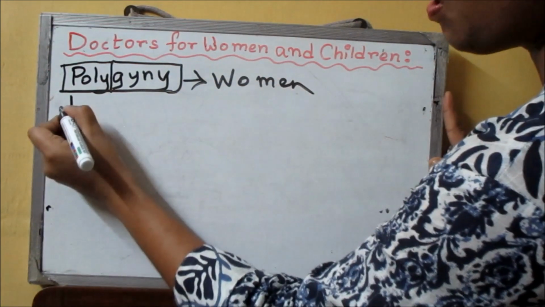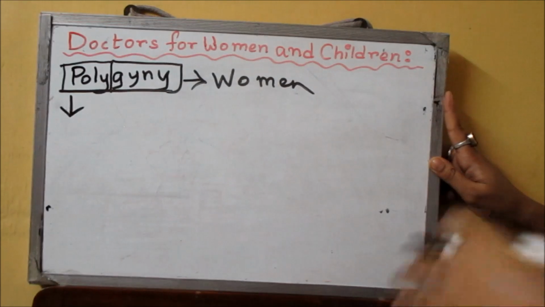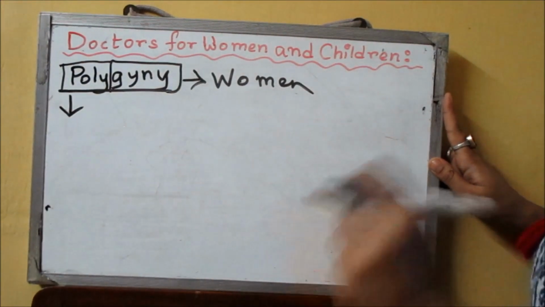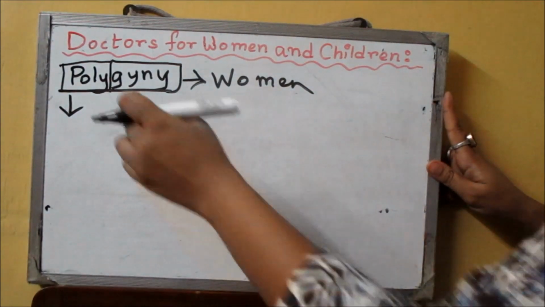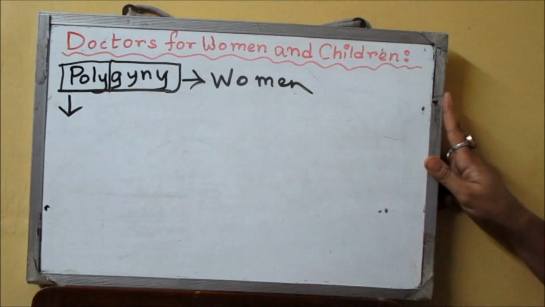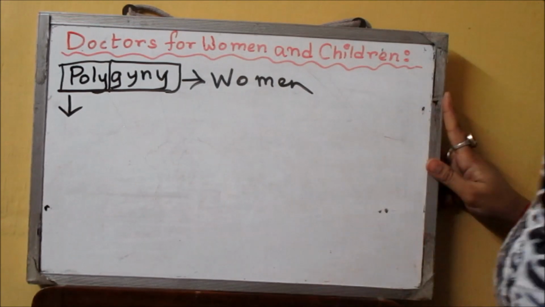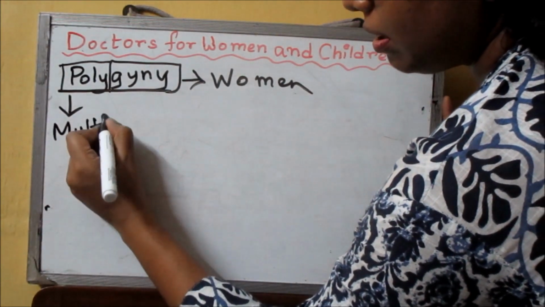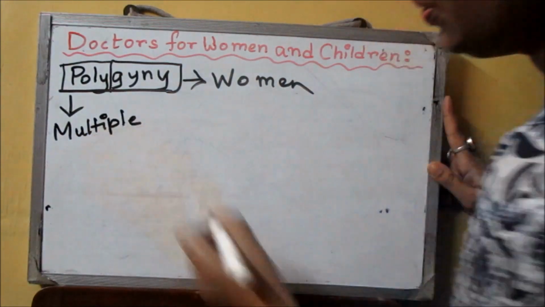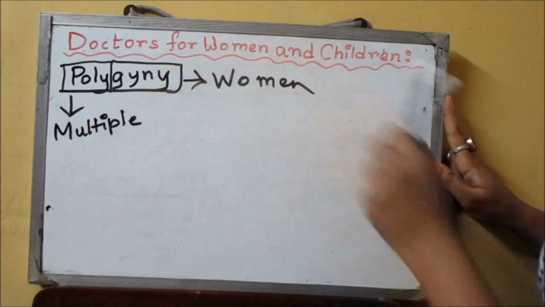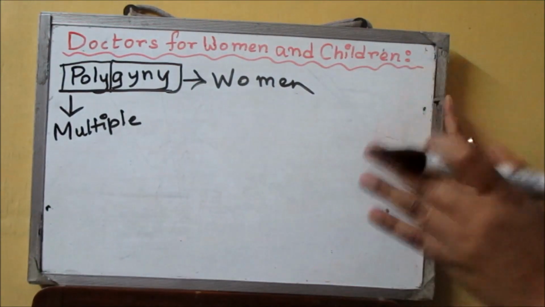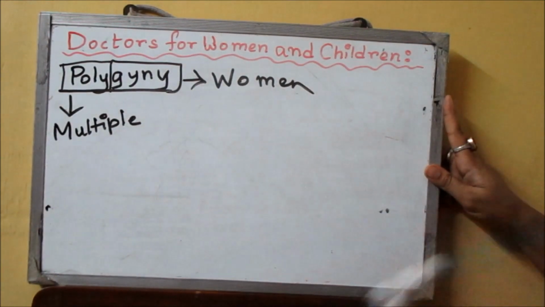What does the word poly mean? Does it strike any bells? Yes, of course. It is very similar to the word polygon. So what does poly mean? Poly means multiple. Like there are many sides in a polygon. The word poly means multiple.